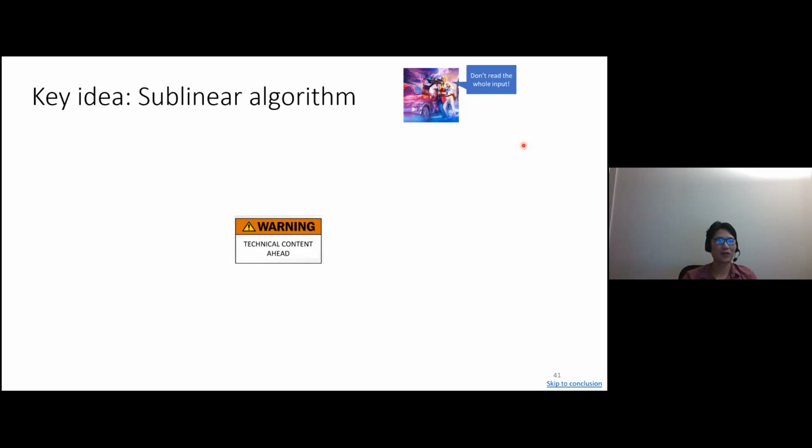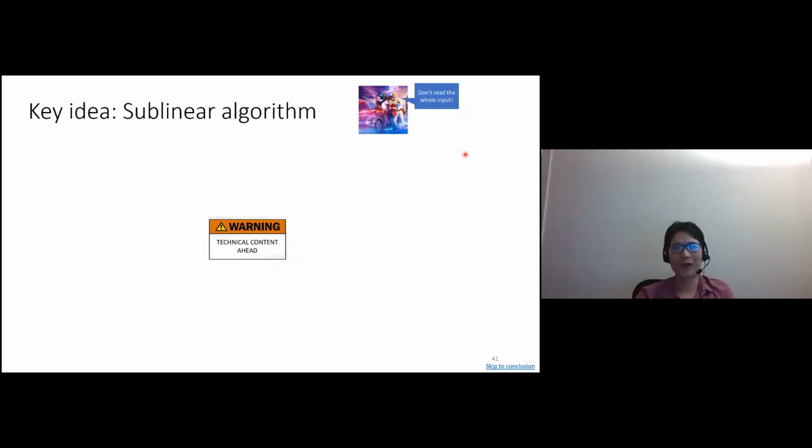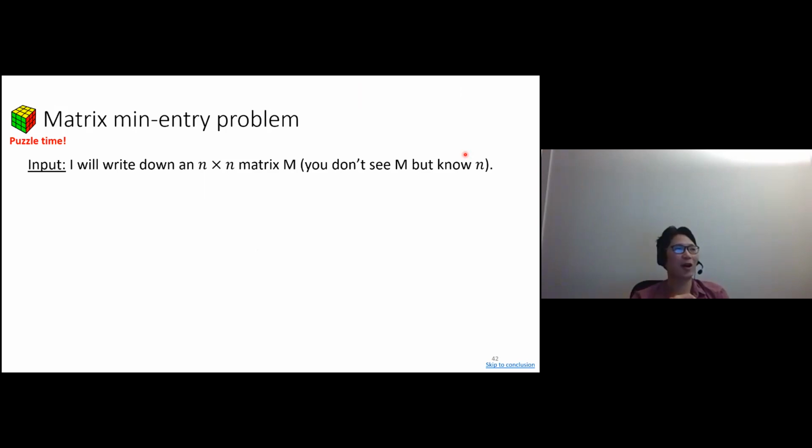And I think if you are pretty good at algorithms, you probably can come up with the solution in 2 minutes. My youngest student who just joined a few months ago could solve this in, I think, 20 seconds. So let's see. Here's the problem. It's called the matrix mean entry problem. Okay, so I have this input.